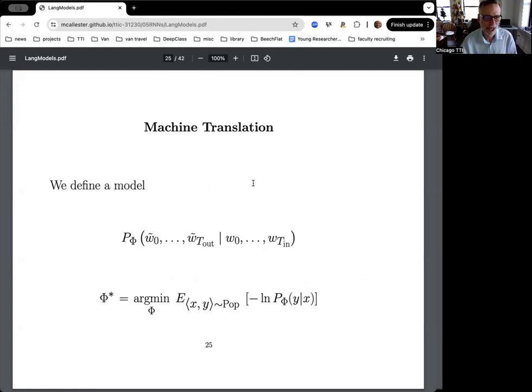So that's just what this slide is saying. We're interested in the probability of the output given the input. And our objective is to minimize the cross entropy of drawing XY pairs from the population. In this case, X and Y are sentences, input sentence, output sentence. I want to find the model parameters in a translation system that minimize the average value of the negative log probability of the output given the input.